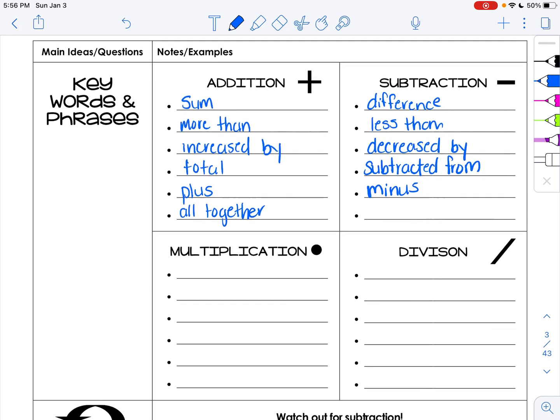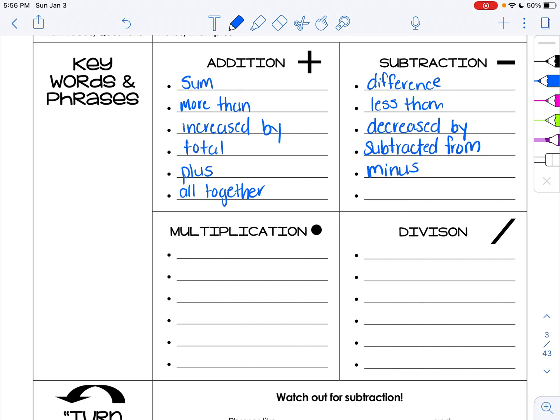Multiplication also has several synonyms, such as times, product, twice, double, or triple, the word of, and the word per. All of these mean multiplication.